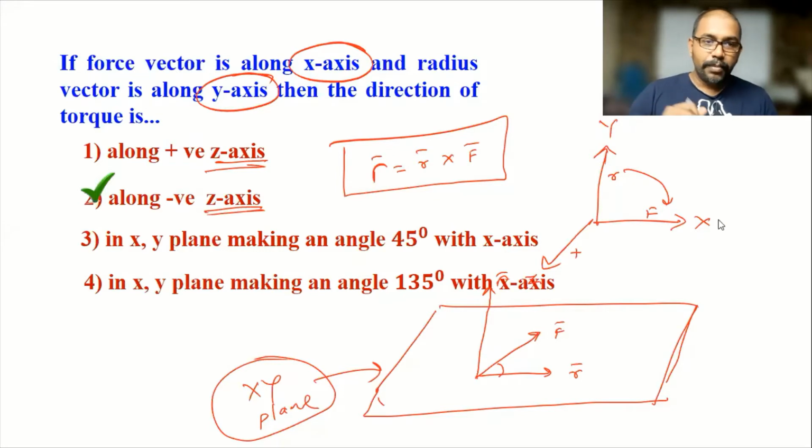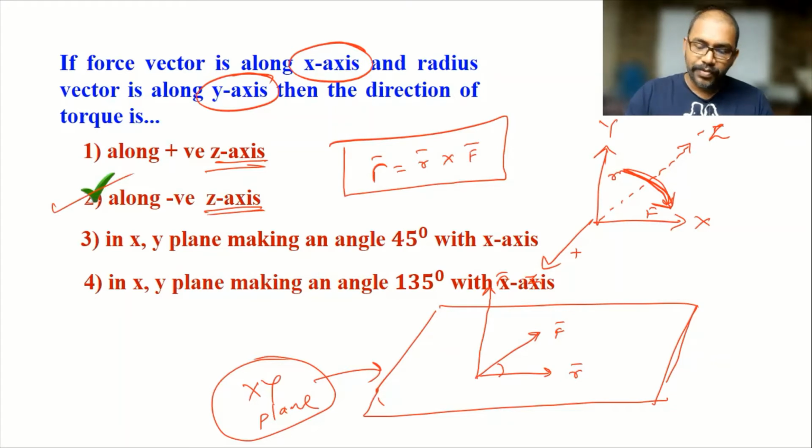here by the right hand rule. If it is r bar cross f bar, then r bar cross f bar is lying in this direction, this is the minus z axis. So if it is r bar cross f bar, you can apply the right hand rule, and then you come to know that it is along the minus z axis. So this is the answer.